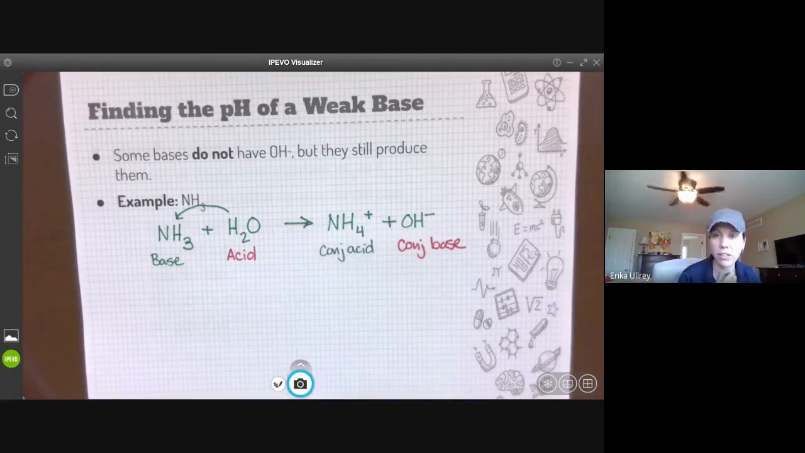What bases will do by accepting a hydrogen from water is produce hydroxide ions. So we can still figure out the concentration of OH- in a solution. To do this, to figure out how much OH- we're going to get when we put the base into the water, we're going to have to do an equilibrium expression.